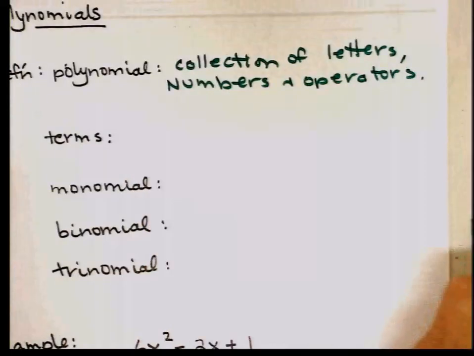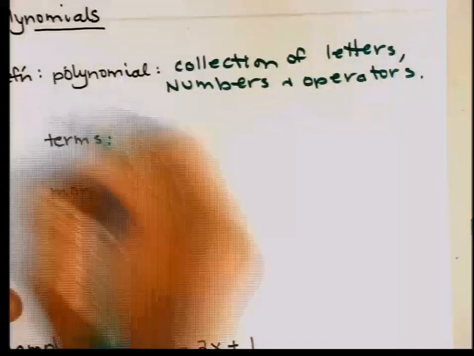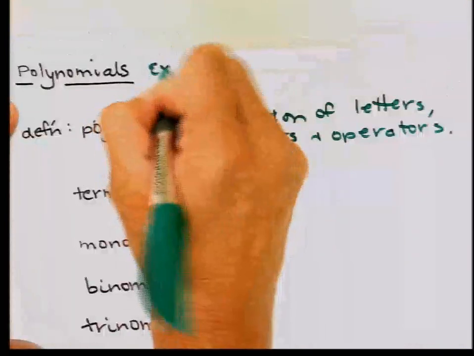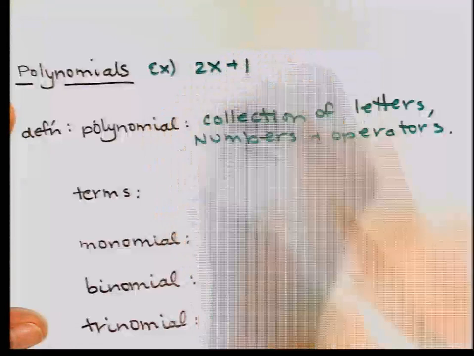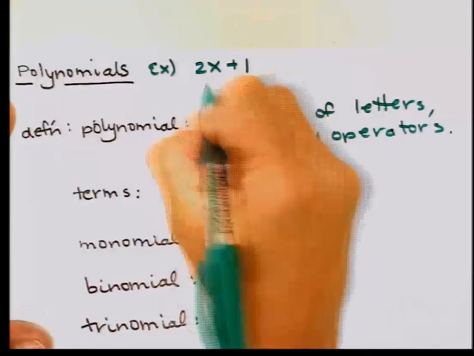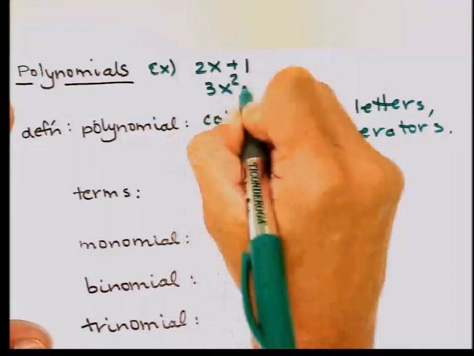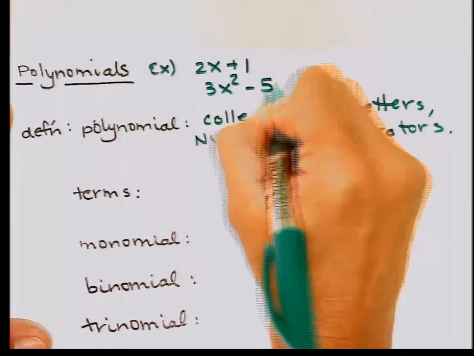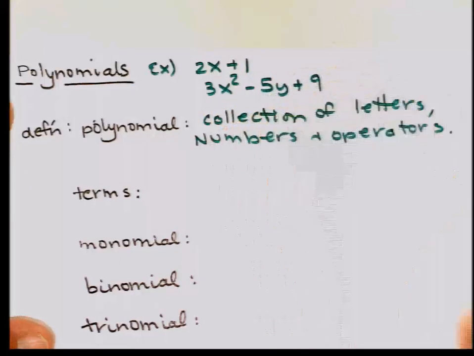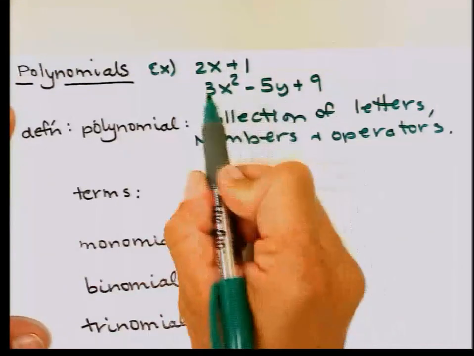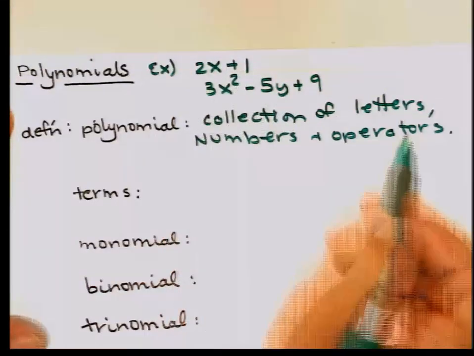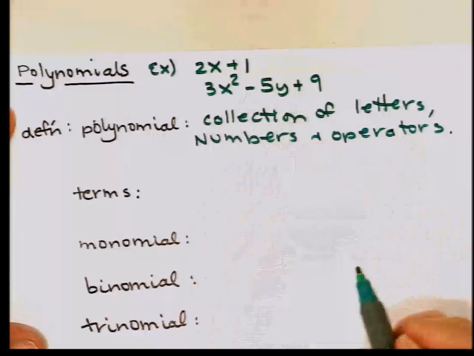So terms, so first off, here are some examples of polynomials that you may have seen before. Scribble them up here. Examples of polynomials. 2x plus 1 is a polynomial. 3x squared minus 5y plus 9 is a polynomial. So we have letters, we have numbers, and we have operators, the pluses and the minuses.